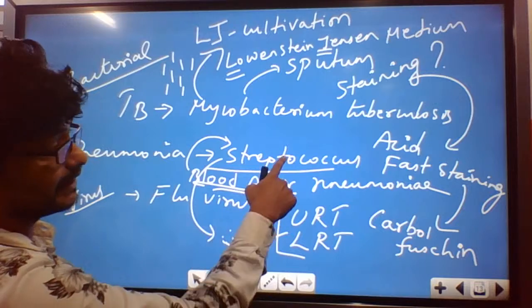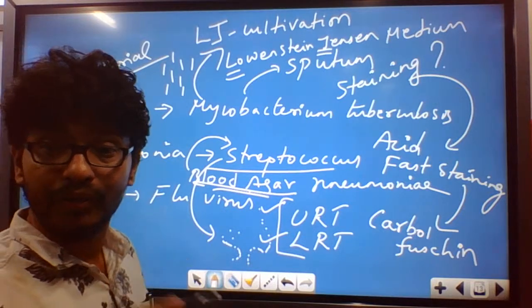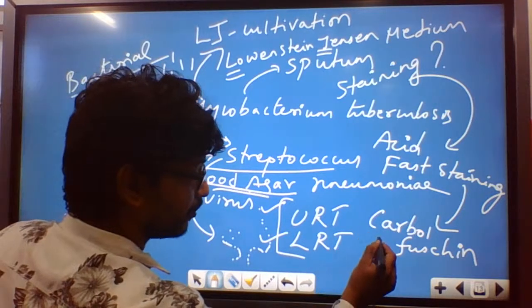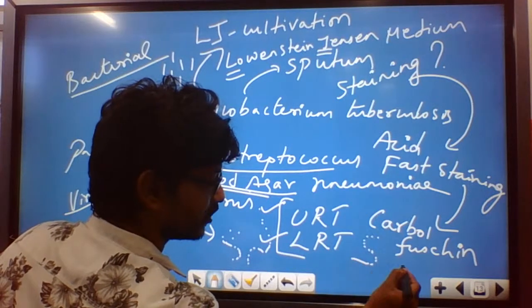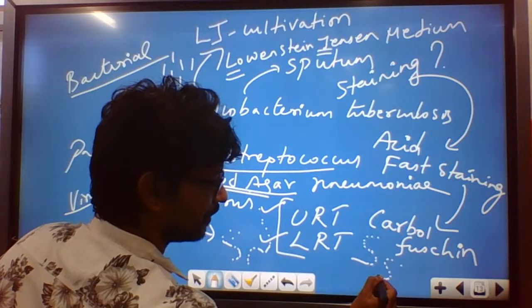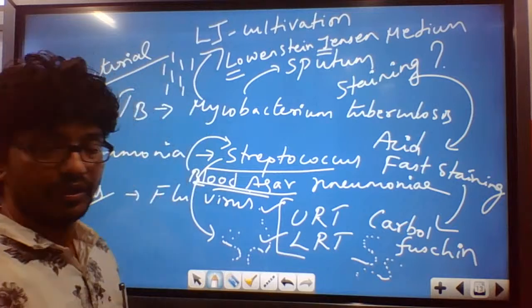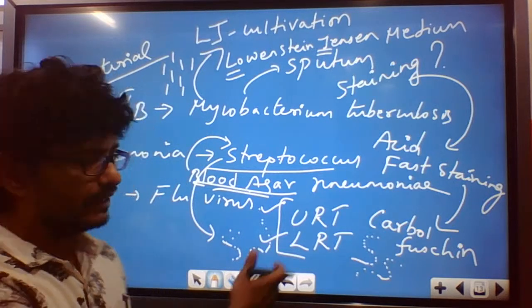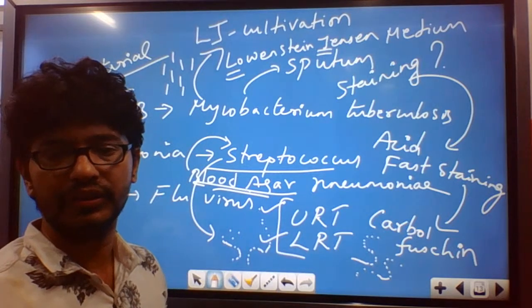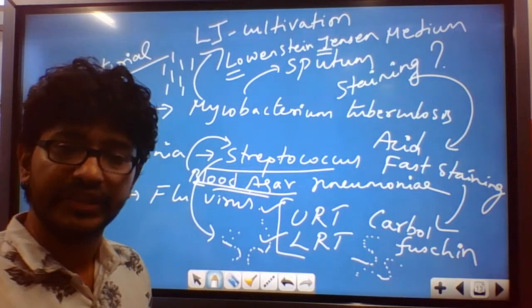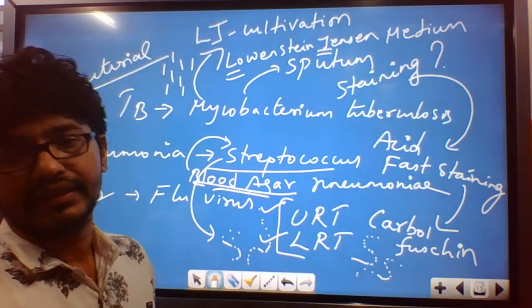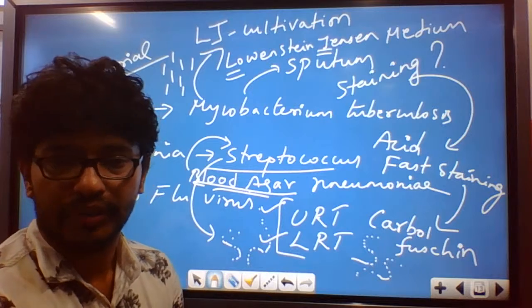But in case of streptococci, how can you identify them? Streptococci will be in the form of chains. The cocci are purple in color, Gram-positive. For this you can do the normal staining, the Gram staining technique itself. By that, you can identify the chain-like structure that confirms it's a streptococcal infection.